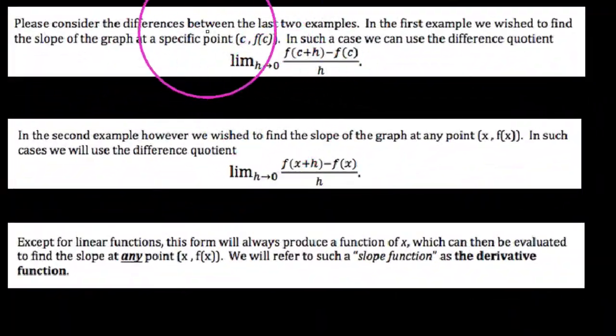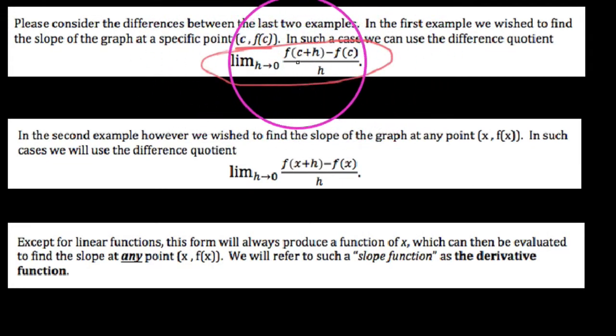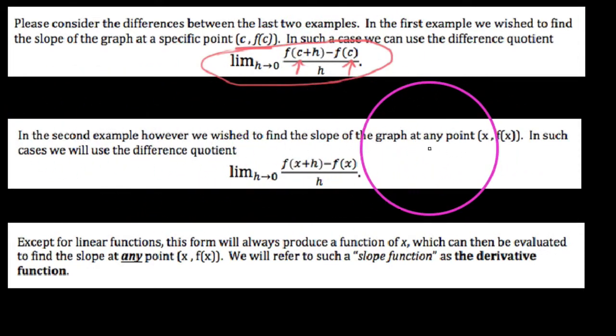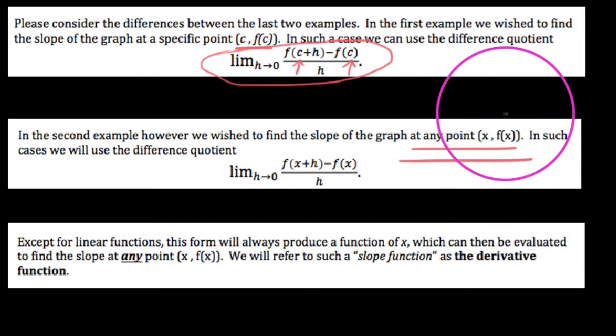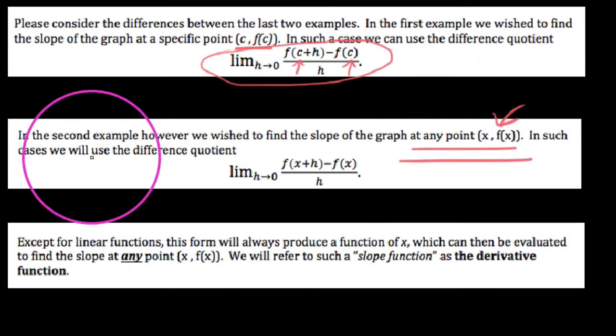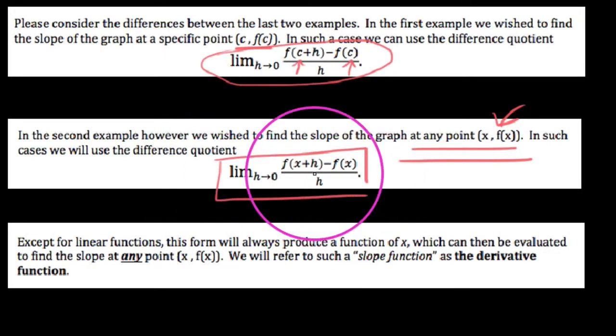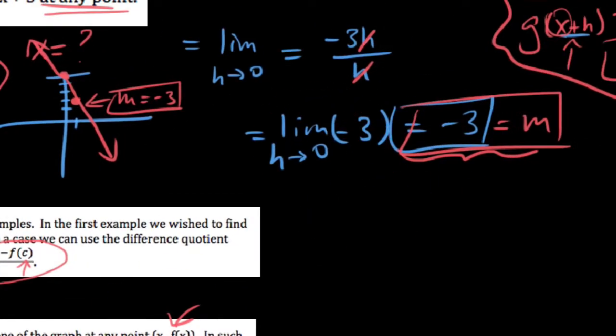So in the last two examples, in the first example we wish to find the slope of the graph at a specific point, c, f of c, where that c was like negative 2. We use this definition right here, where we actually plugged the c value into those x value spots. In the second example, we wish to find the slope of the graph at any point x, and this is what we're driving towards. In such cases, we'll use the same difference quotient, but we'll leave x alone. I promise you things still simplify down.